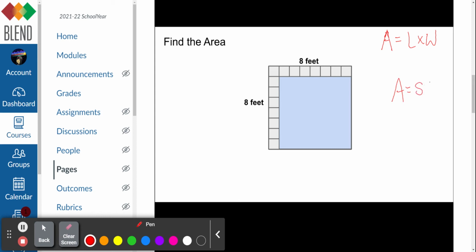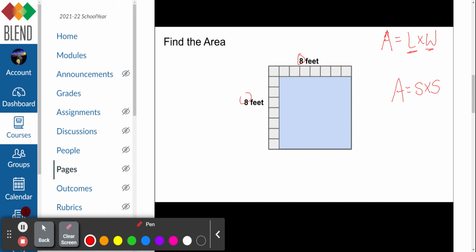Area is equal to side times side, because we know it's the same. So we don't even need to think about what's length and width. We can just use our side length times our side length, because it's a square. And with all squares, your side lengths are the same. So go ahead, think about what's 8 times 8.